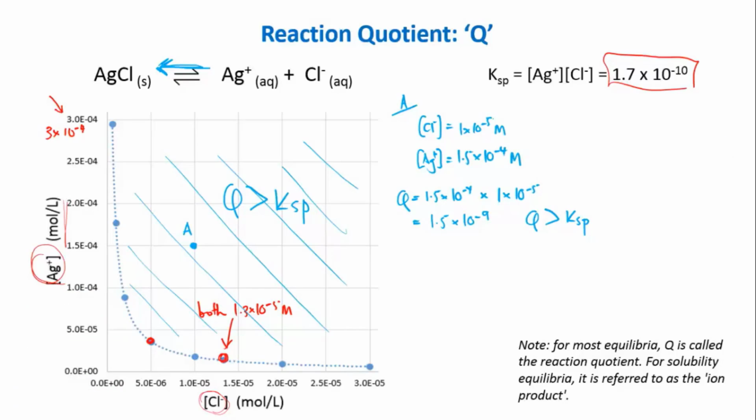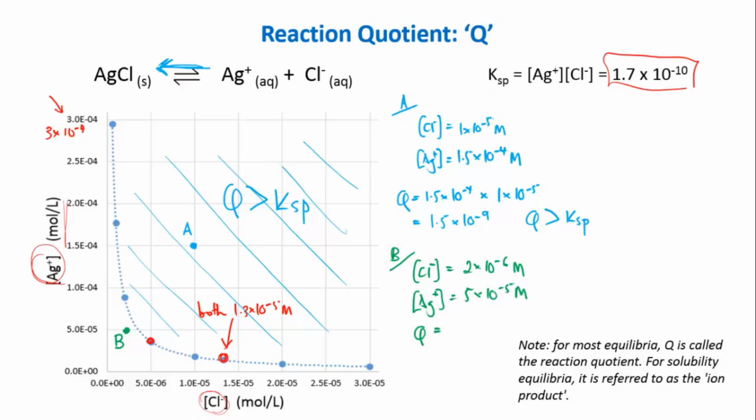Another possibility would be to have, let's take a situation about here, say. Here is B. And at B, let's say we've got a concentration of 2 times 10 to the minus 6 moles per litre of chloride. And 5 times 10 to the minus 5 moles per litre of silver.